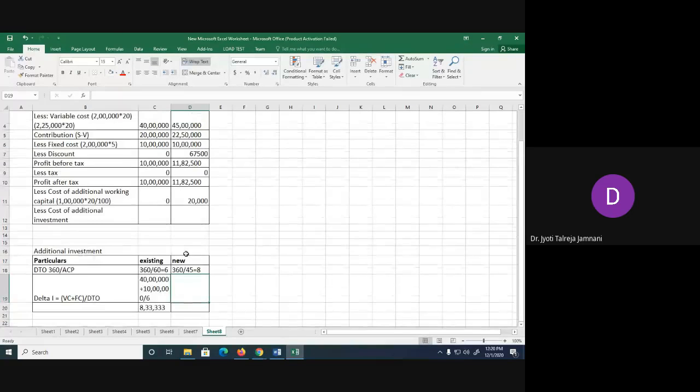For the new case, variable cost is 45 lakh and fixed cost is 10 lakh. So 45 lakh plus 10 lakh divided by 8 times the debtors turnover ratio, you get 6 lakh 87,500. Now the cost of additional investment is 20%. So first we'll do 8 lakh 33,333 into 20%. You get 1,66,667.